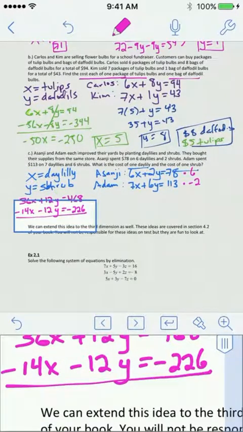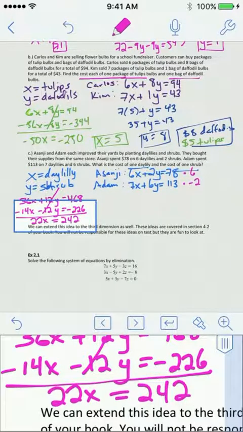And now I will add them together. I will not subtract, I will add them. I end up getting 22x. The y's cancel, just like I wanted. And 468 plus a -226 is 242.